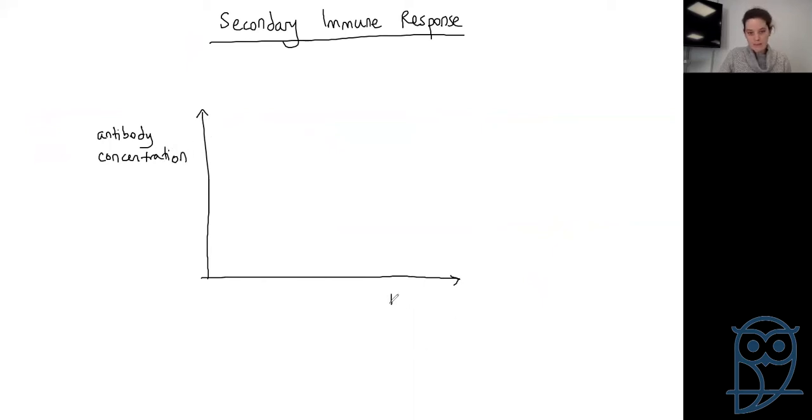Against time. So we start out with none. We go up, we have a peak, we come down, and then we go really steeply up.